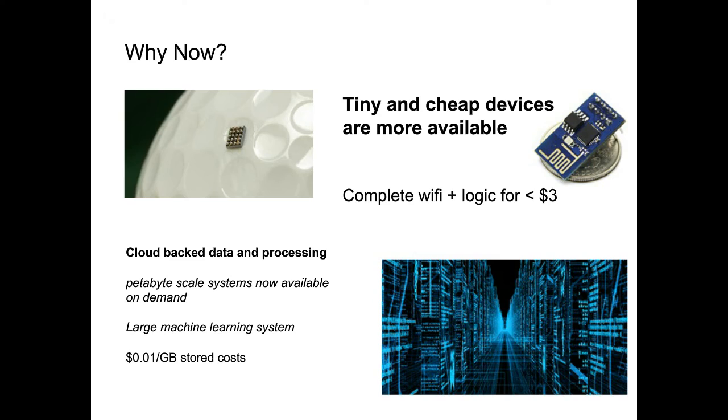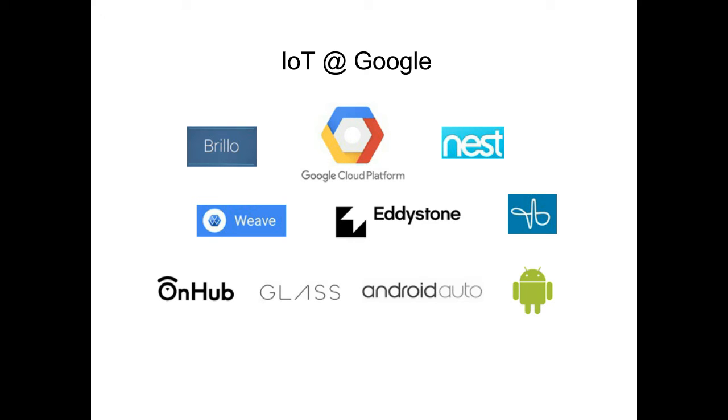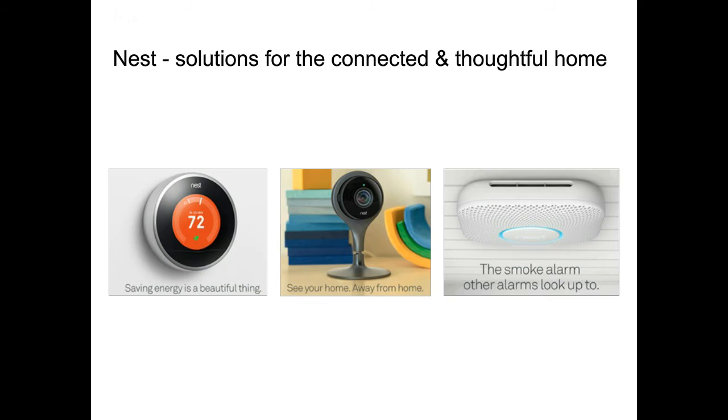So IoT at Google basically resides around the Google Cloud platform and includes Nest and Brillo and Weave and Eddystone and OnHub, Glass, Android Auto, and Android itself. So we're going to chat about how all of these things connect with each other. Many of you are familiar with Nest, whether it's the thermostat or the camera or the smoke alarm. And it's basically a solution for the connected and thoughtful home. So it's interesting that these very disparate devices are going to be connected with each other.